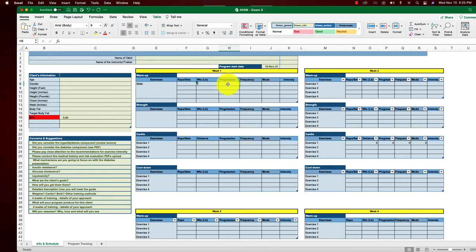What this progression section means is, what are you going to do to progress them to week 2? With the warm-ups, there might not be any sort of progression. Frequency: how frequently are they going to warm up? Well, hopefully you say every time they exercise, they're going to warm up. What is the mode of the warm-up? Are you going to have them on an elliptical? A row machine? Maybe a row machine and an elliptical machine?